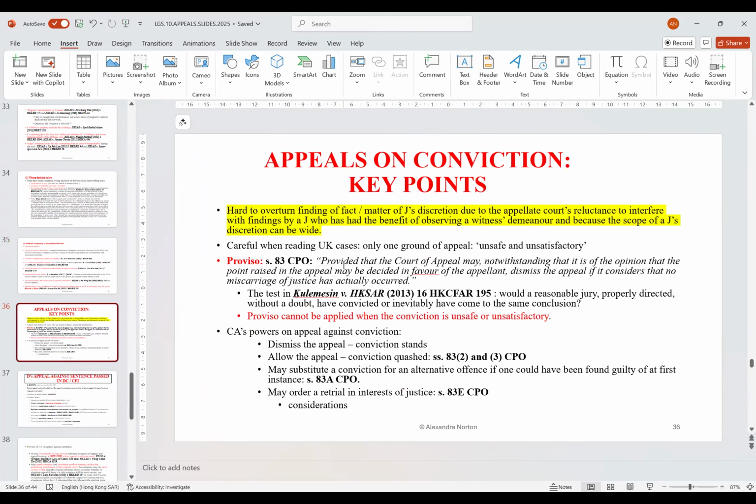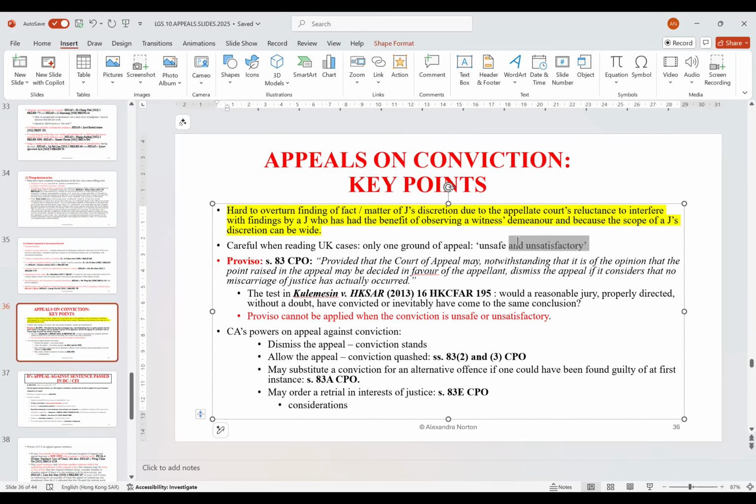So a couple of key points to appeal conviction. Firstly, very hard to overturn findings of fact or matters of discretion in the court below, okay? Because the Court on Appeal has only limited scope to consider what's before it on appeal. In the UK now, there's only actually one ground of appeal, and that's unsafe and unsatisfactory. The reason for that is because there was so much overlap between the different grounds of appeal. So they've abolished wrong decision in law and material irregularity. In the UK, it's unsafe and unsatisfactory, right?